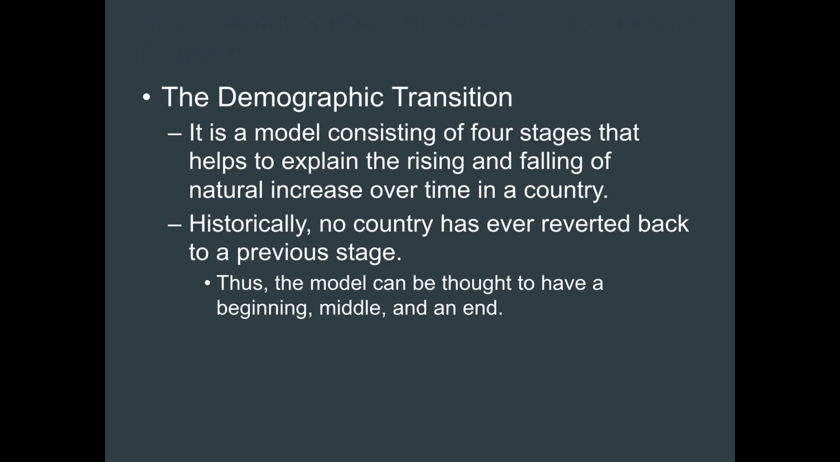Now this is the demographic transition model. It has 4 stages, or a possible 5th, which we'll get into, that attempts to explain the natural decrease and increase in the natural increase. That sounds confusing, but as the natural increase rises and falls, it's done naturally. It tries to explain why we go through a natural increase that goes up and down. Historically, no country has ever reverted back to a previous stage, although some have gone into a phase that seems like they have gone backwards.